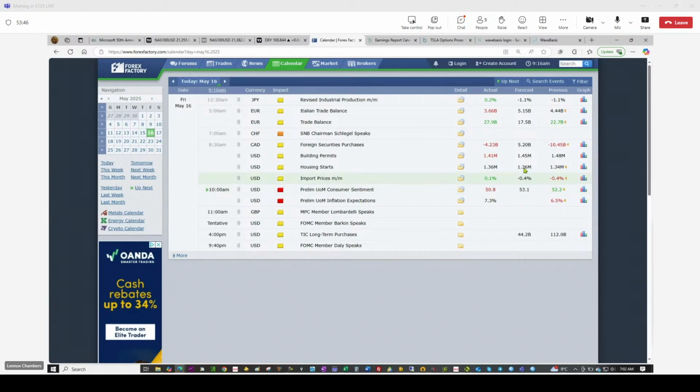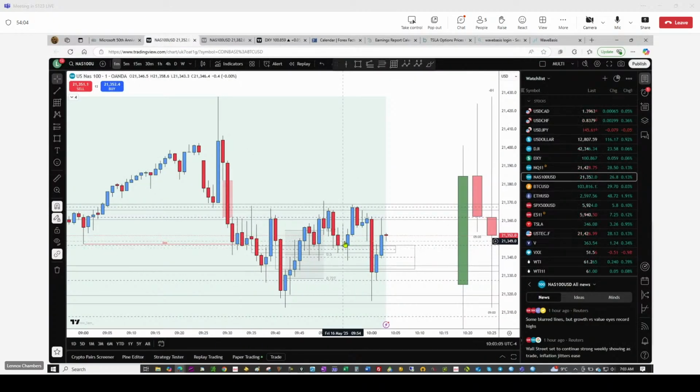So the forecast was 53.1 for consumer sentiment, and it came in at 50.8. So that's kind of close. And there was no forecast for inflation expectations, but the previous was 6.5, and now it's 7.3. So it's a little higher, but it's not anything dramatic. So that's probably why we don't see much movement here, but they're very sneaky.